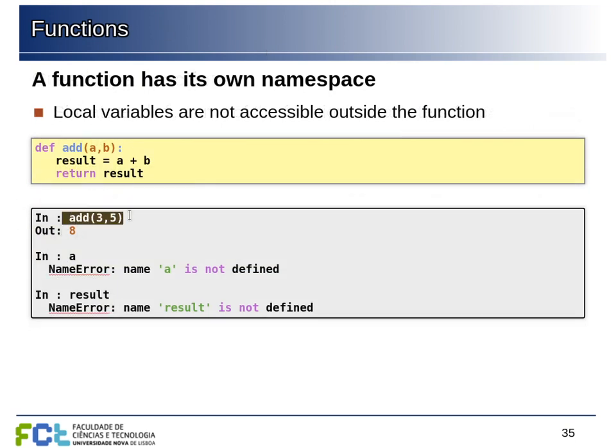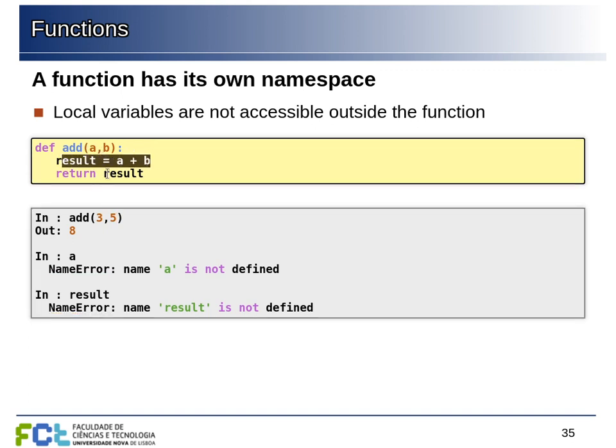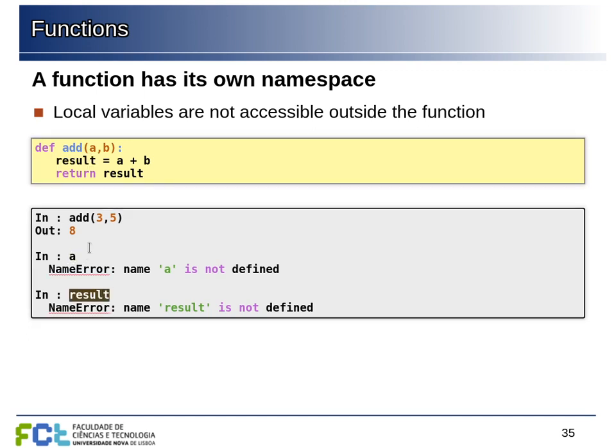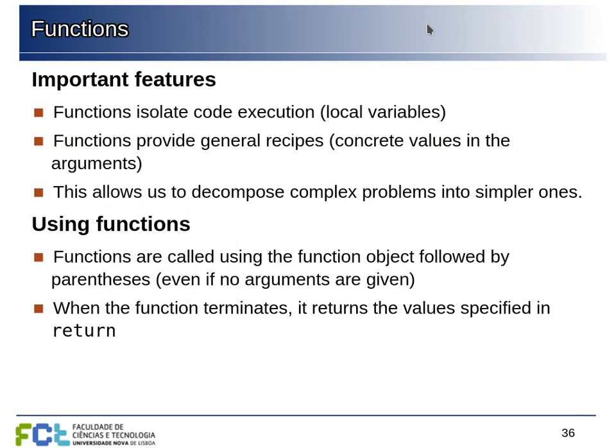If I add 3 plus 5, I created an a variable here with 3, a b variable with 5, but these variables a and b only belong to the function. Also, result, another variable that is created inside the function, only exists inside the function. So if I try to see what a or result has here outside the function after I called it, I cannot see it, because Python doesn't have that name outside the function. So these are the important features.